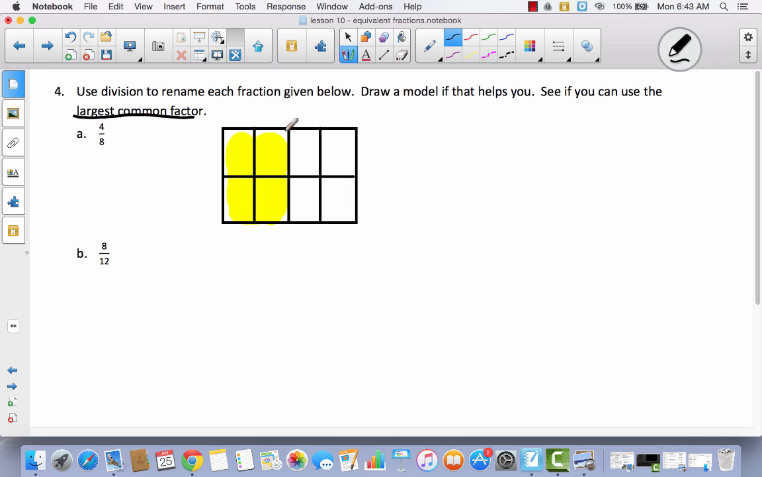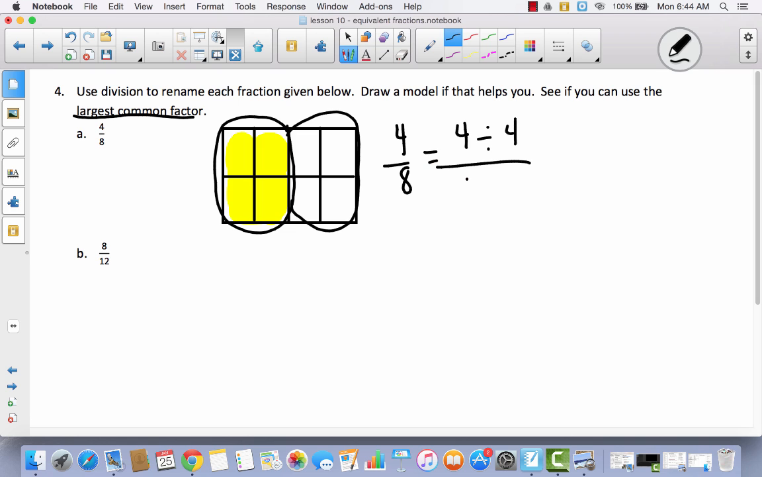And actually I can. I could do a group of 4 here, and I could do a group of 4 here. So now I have 4 out of 8, and I took my numerator and I put it into groups of 4. So I'm going to divide it by 4. I took my denominator, which is 8, and I put it into groups of 4. So now my equivalent fraction would be 1/2. If I did it the other way, I would have had 2/4, which also would have been an equivalent fraction, but it would not have been using the largest common factor.